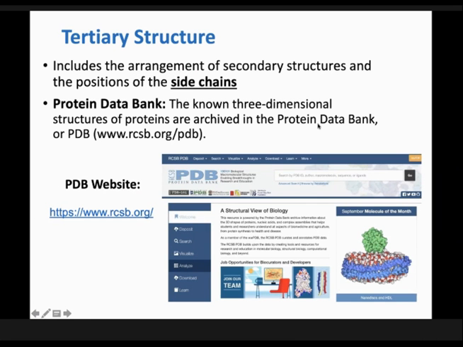The Protein Data Bank is another website that you can go to and look for the structure of any protein that you're looking for. All the information, the crystal structure, the X-ray, all of the information from all the proteins is there. Okay, that's just for you to know.